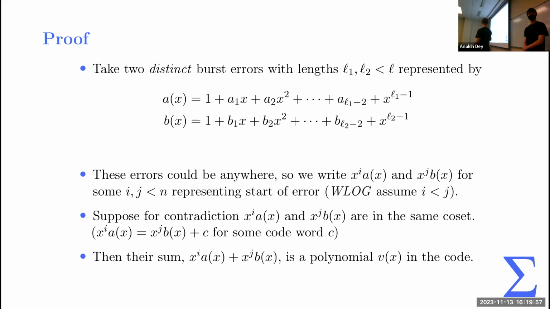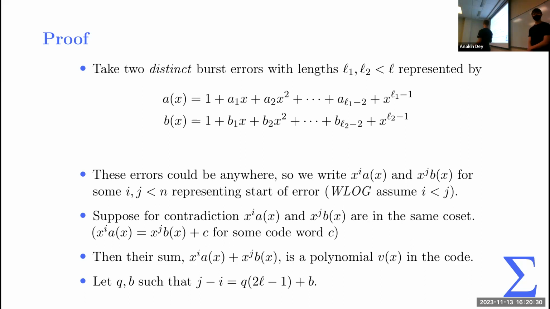So by the definition of coset, this is what it means for them to be in the same coset. Then if we subtract x to the j times b of x from both sides, it would be minus on the left side, but we can just say plus because we're working with 0 and 1. So when we subtract 1, it's the same as adding 1. So we know that adding these together gives us a codeword, which I'm calling v, just some polynomial in the code.